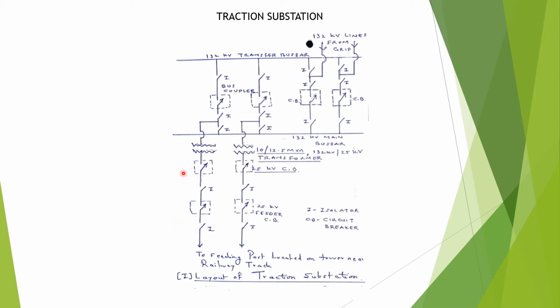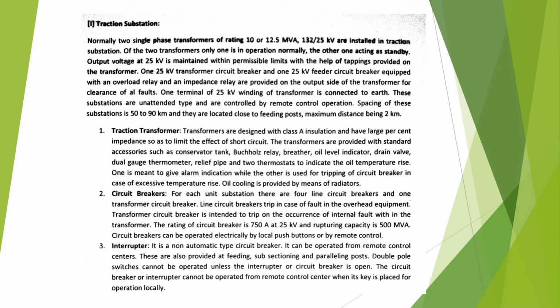Now, what is the difference between the circuit breaker and an interrupter? The circuit breakers will trip in case of fault, but the interrupters will not trip in case of fault condition. They act like just on-off switching devices, which can be operated from the remote control center. Now, the two 25 kV feeders, the output of the traction substation, will go to what is called a 25 kV feeding post, located on a tower near the railway track. Here the complete description of the traction substation is given.